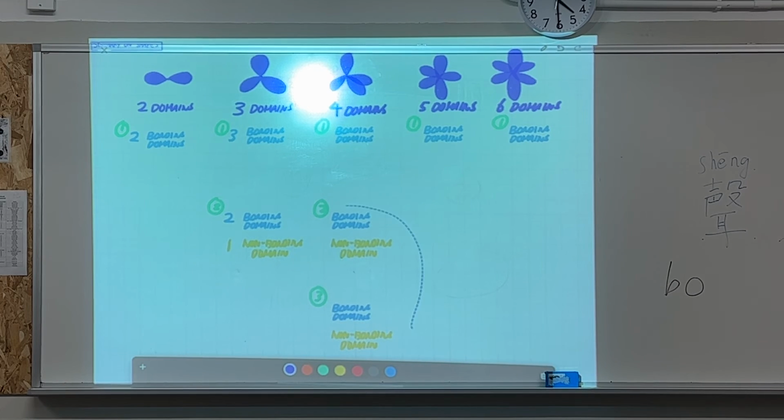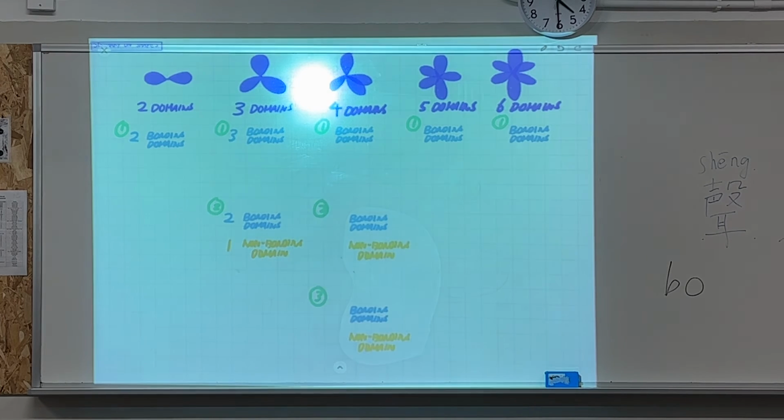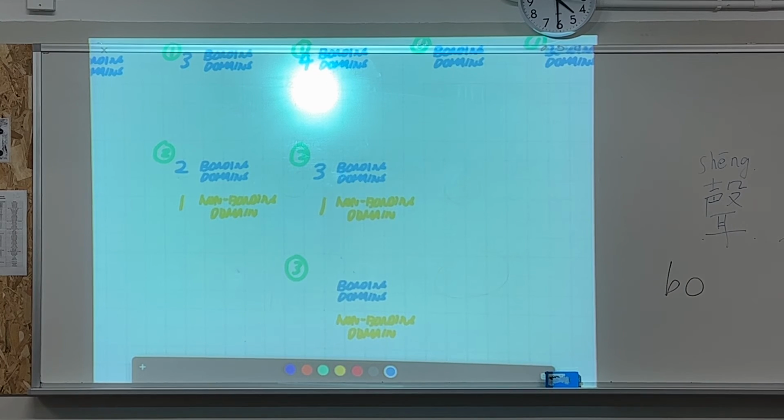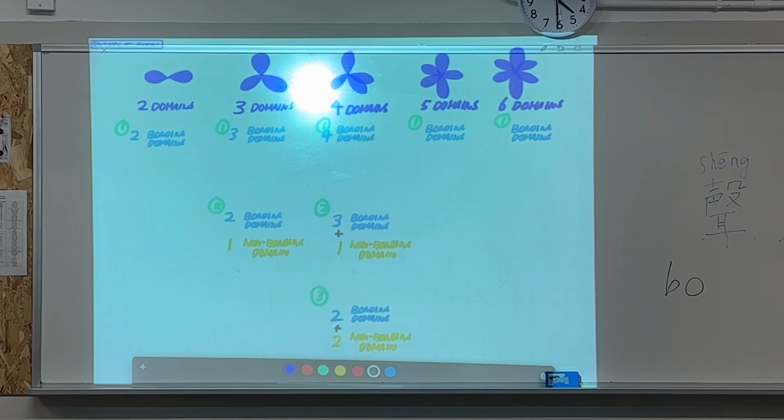Right, so let's see what this means. With 4 domains, the first possibility is of course all 4 being bonding domains. The second possibility is that 3 are bonding, 1 is non-bonding. The third is when you have 2 bonding and 2 non-bonding. Do you notice something? When you add these numbers, 3 plus 1 is 4, 2 plus 2 is 4, so they all add up to 4. They have to add up to 4.